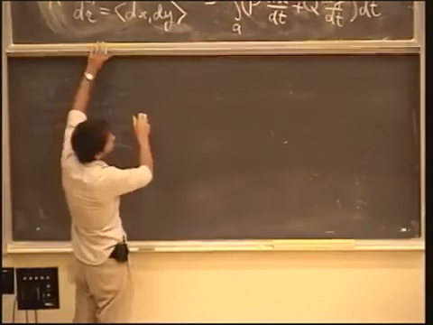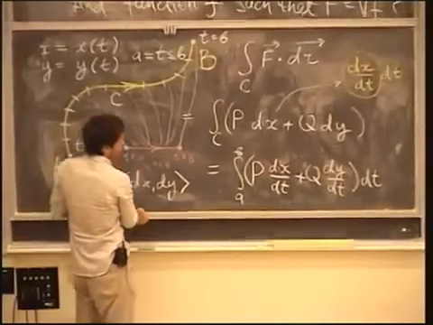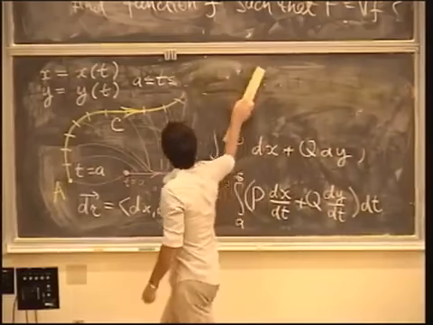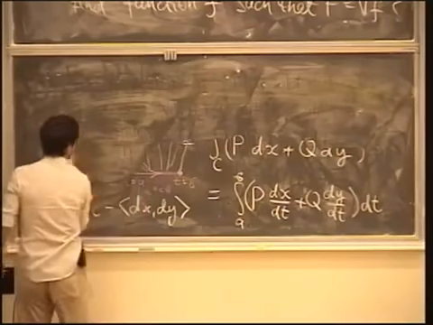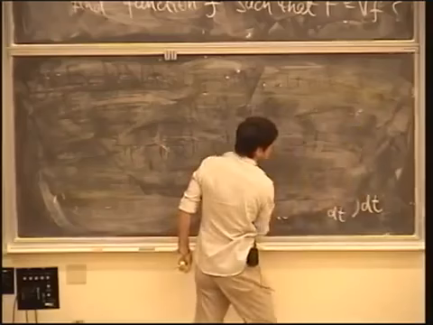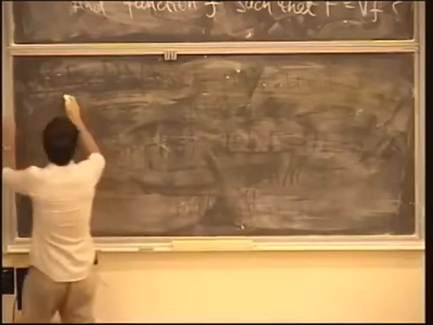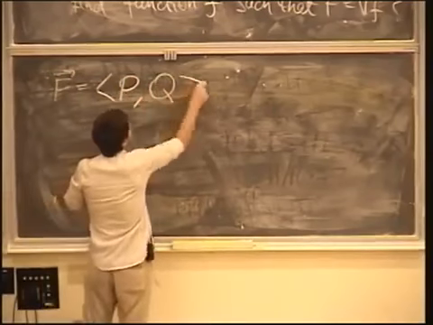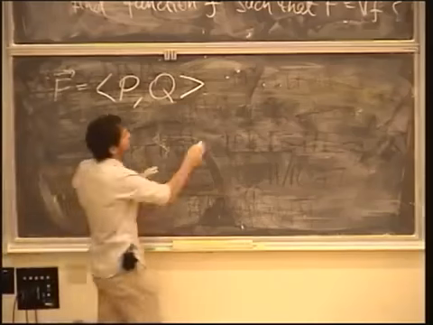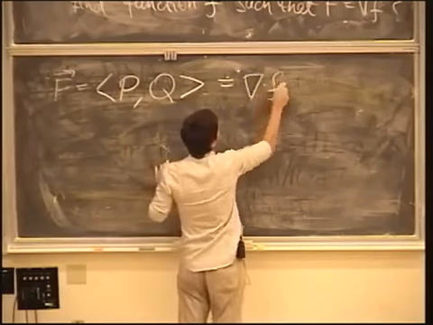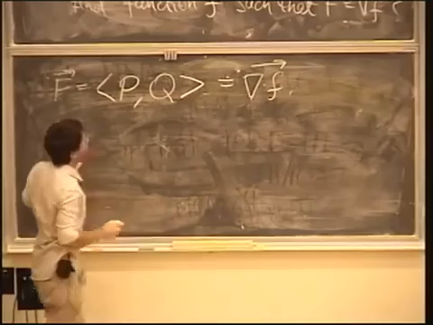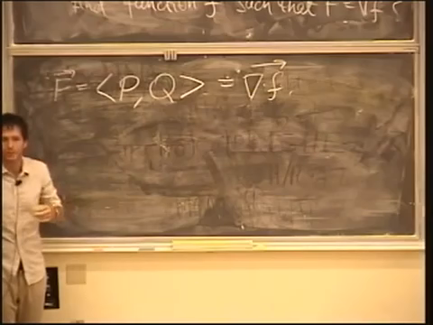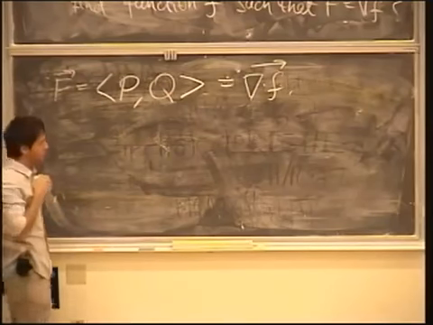So as a warm-up, let's observe one property of conservative vector fields. Let's suppose that F is conservative. So F is (P, Q), and let's suppose that it is conservative. So it is nabla f. So in other words, let's start from the other end. Let's suppose it is conservative. What can we say about it? What kind of properties does it have?